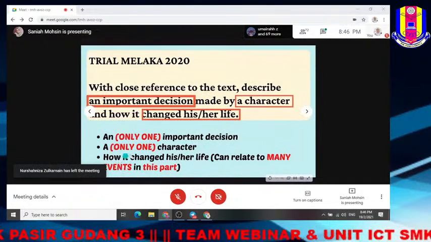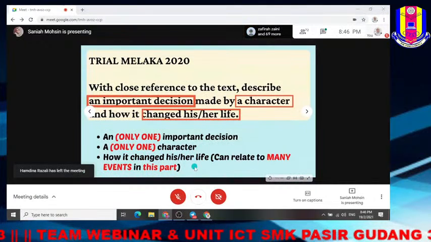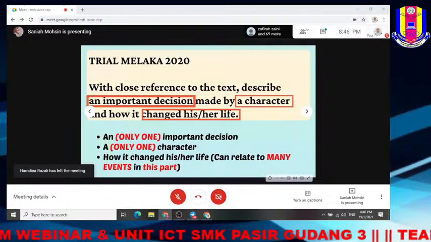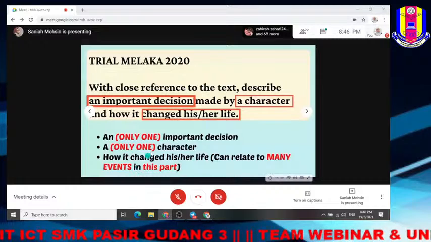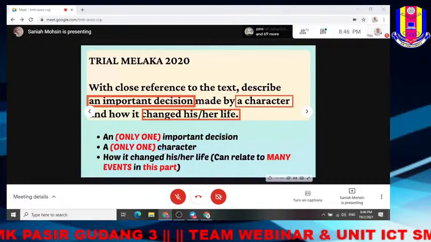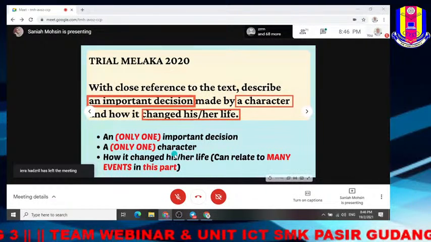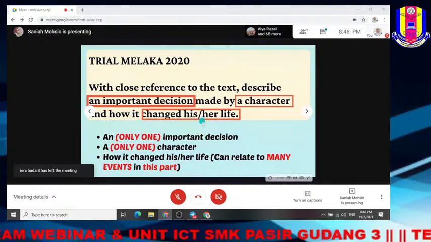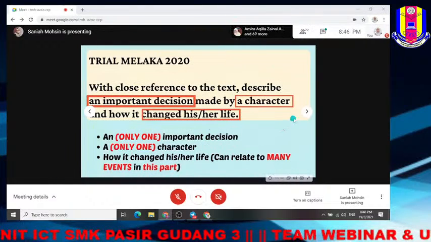And then the next one, how it changed his or her life. Okay, macam ni dia ubah hidup karakter ini. Dekat sini, then you can talk about many events. Okay, but the character is only one. Every question is very unique. Okay, dia akan minta 1 atau 2. Okay, it depends on what the question says. So make sure you read the question carefully.